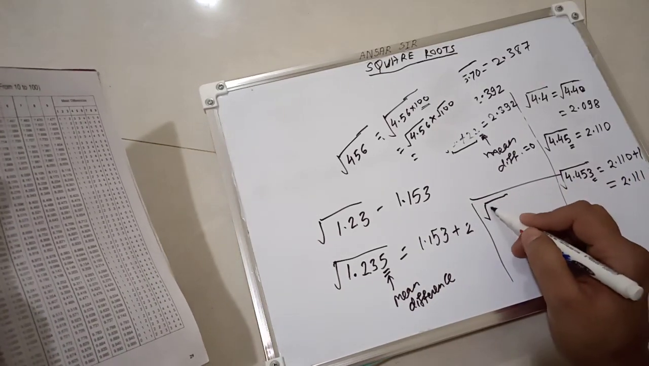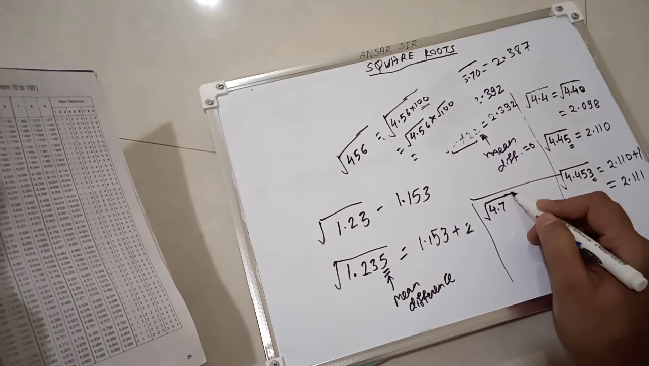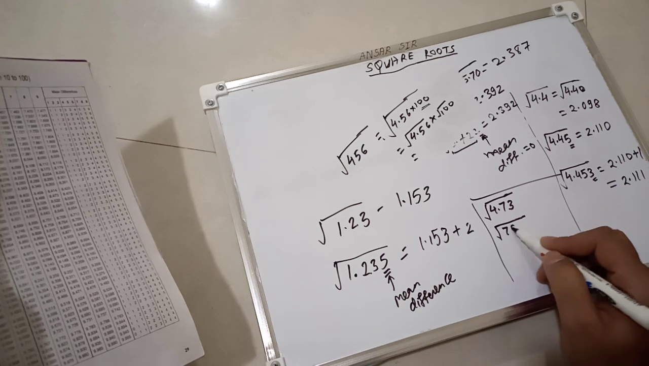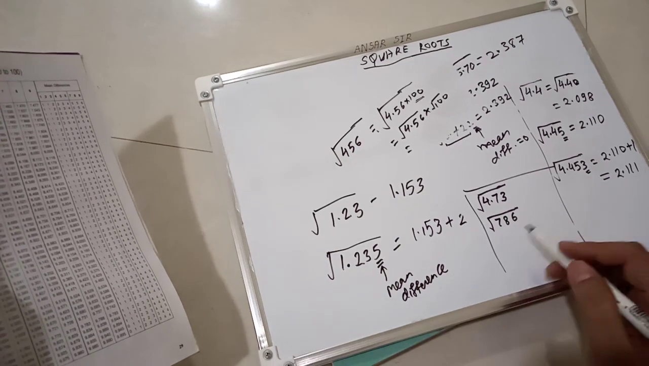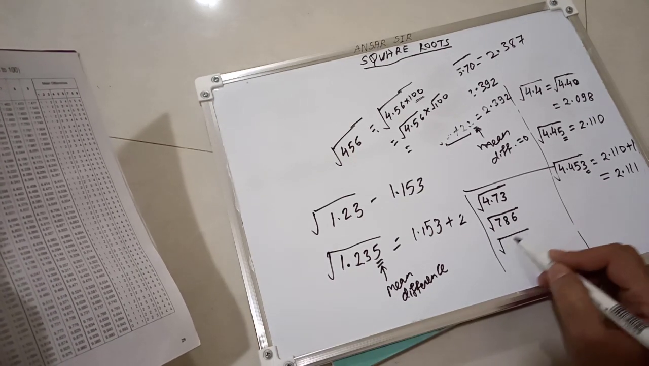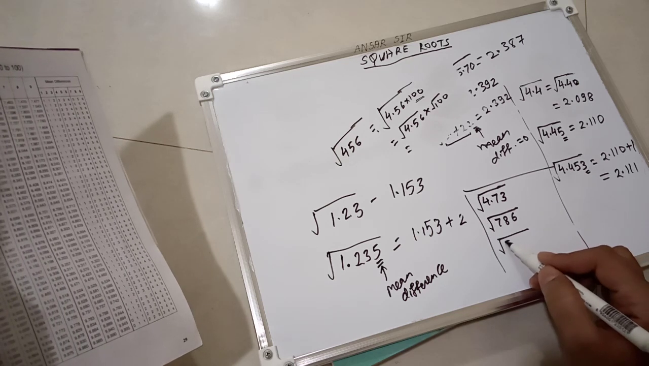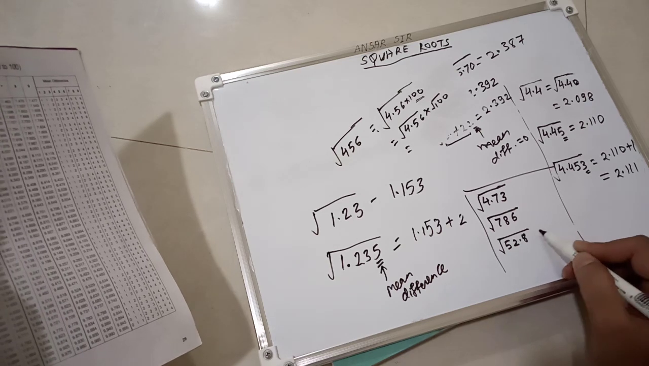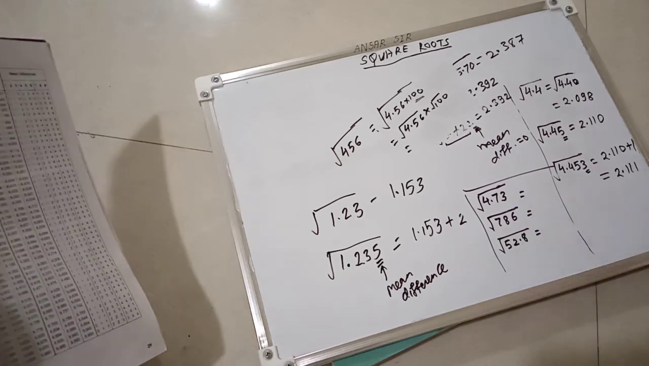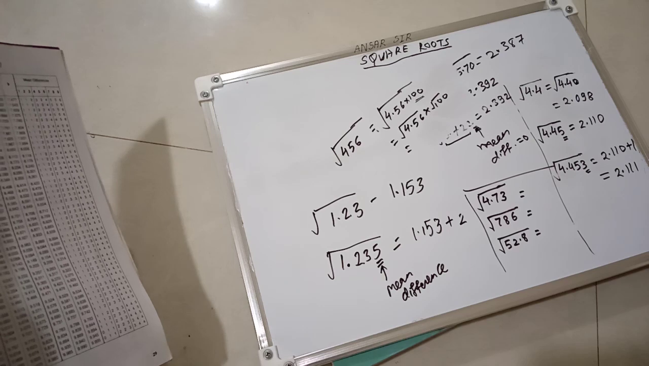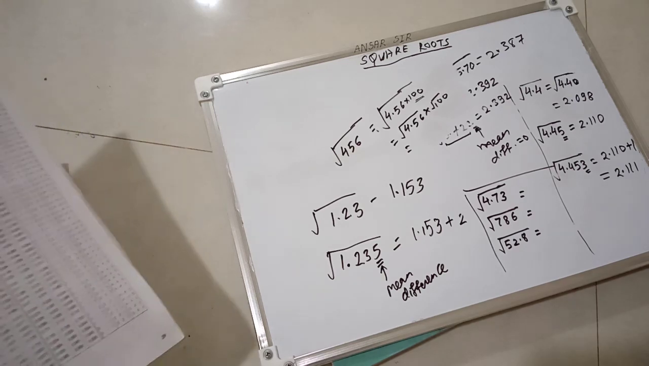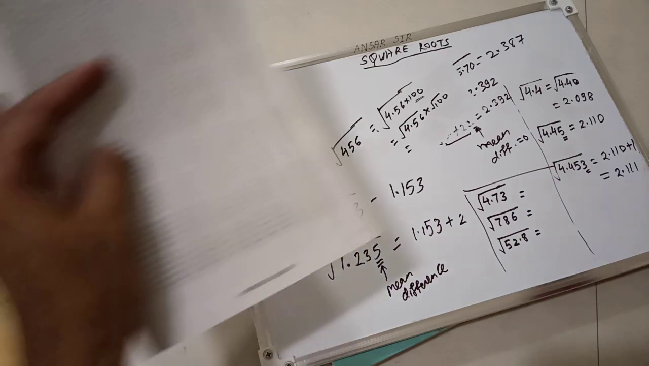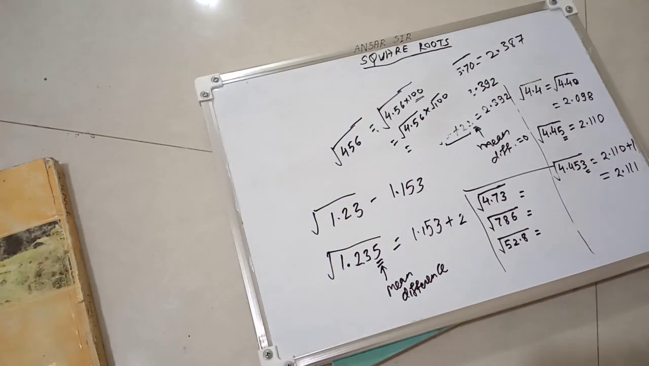For your practice, try to find out 4.73, find out the square root of 786, and find out the square root of 52.8. So these are the 3 examples for your practice. Try and solve them and send the answers to me. Or you yourself can check the answers by using a square root table on your mobile phone, or by using log.